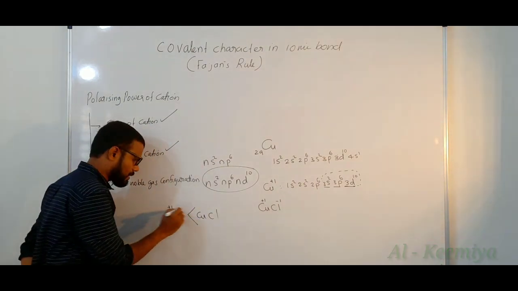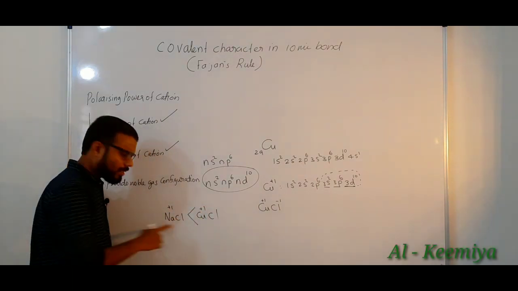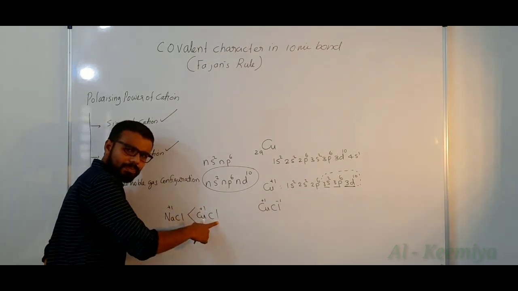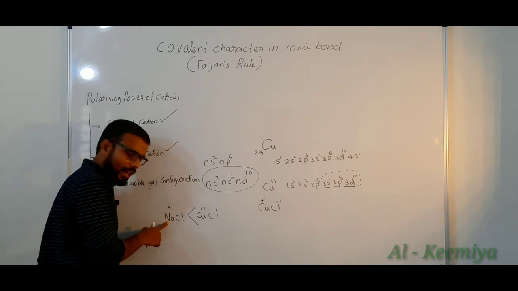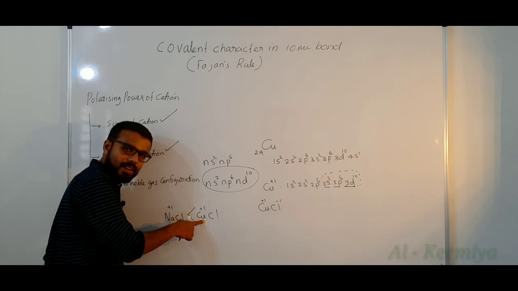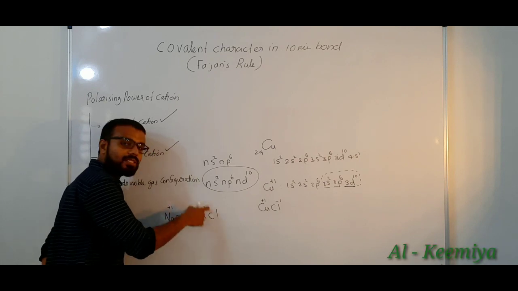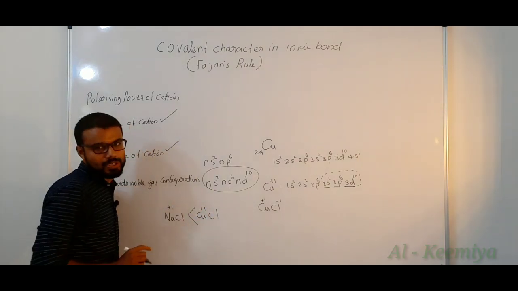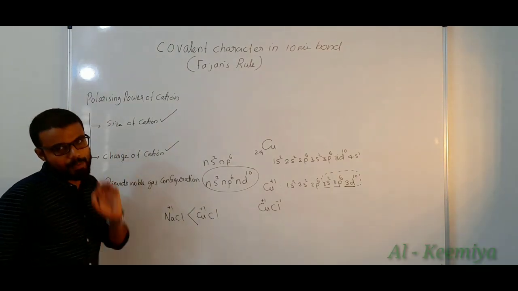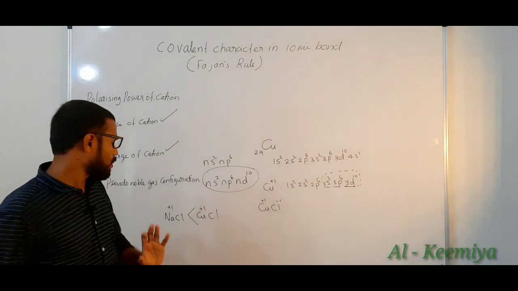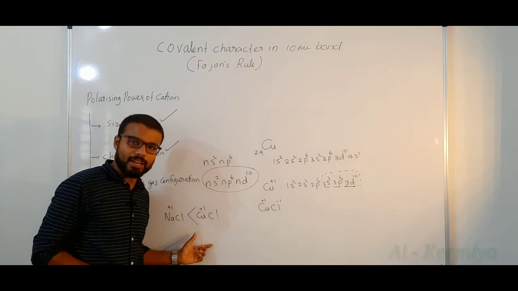Actually here it is +1, here also +1. Both the anions are the same. Then we check the cation. For this one and this one, both charge is the same. So next we are checking this one, which has pseudo noble gas configuration. Pseudo noble gas configuration means high polarizing power, therefore higher covalent character.